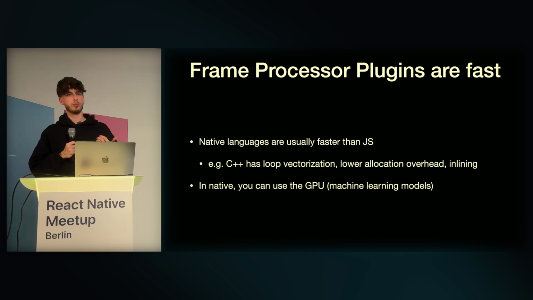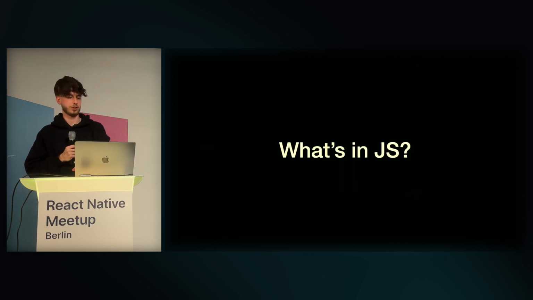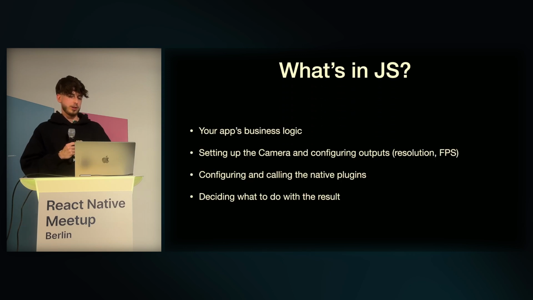Okay, so now that we know what part of our app or what part of VisionCamera might be native code, what's actually in JavaScript then? Well, for example, it's your app's business logic. It's related to the camera, obviously. The entire app is in JS, but you relate it to the camera: your app's business logic, setting up the camera, requesting permissions and stuff like that. Configuring outputs, like the resolution of the video stream. Do we want it in 720p? Do we want it in 4K? Maybe even lower resolution. The FPS, maybe 30, maybe 60, maybe even 120 FPS for slow motion.